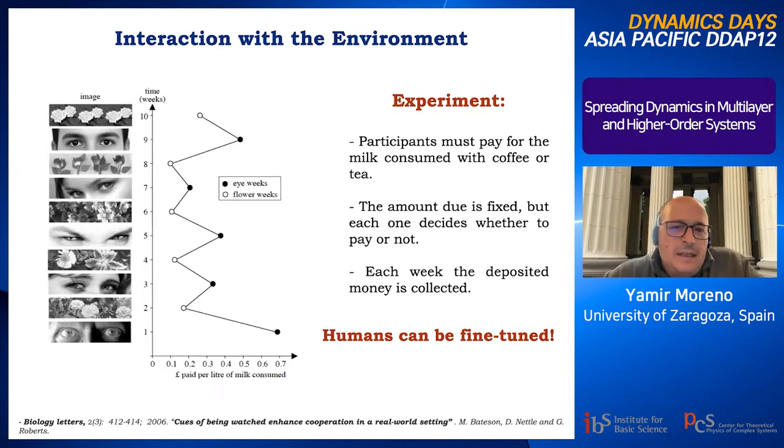As you can see, there is a lot of variability in the amount paid per liter of milk consumed per week as a function of the image. So physicists would say humans can be fine-tuned, and it's true in the sense that an image is something that is not moving, something that will have no consequence on you because no one will tell you anything about it, but you change your behavior as a function of what you are seeing. So this is an example of interaction with the environment.